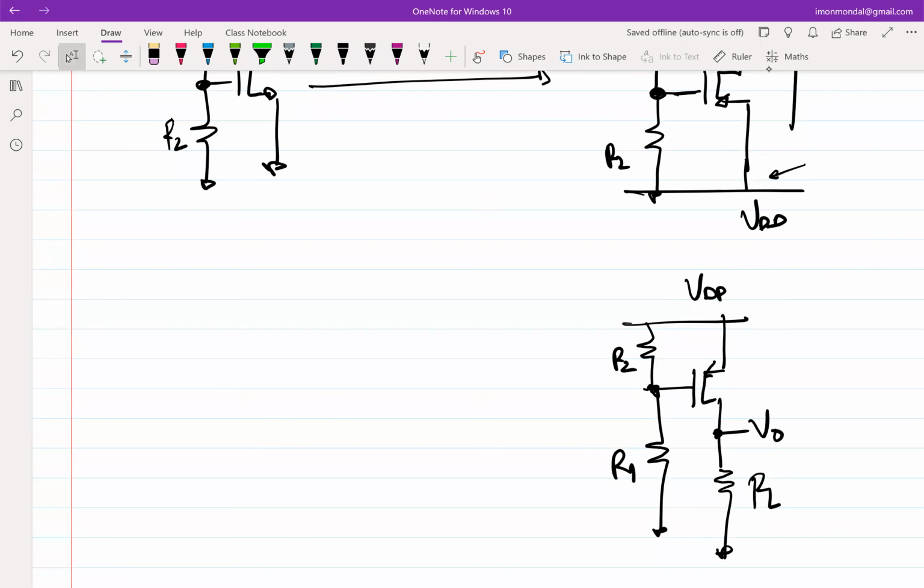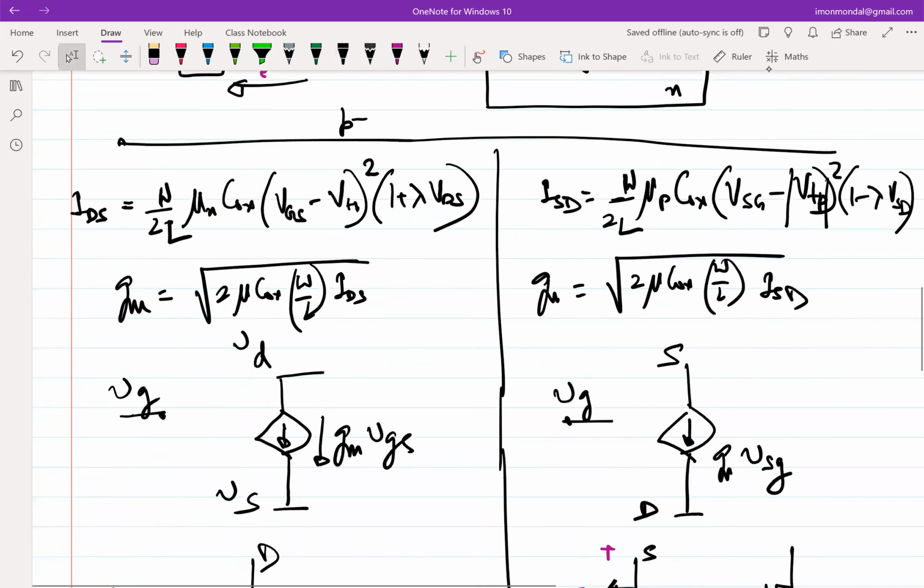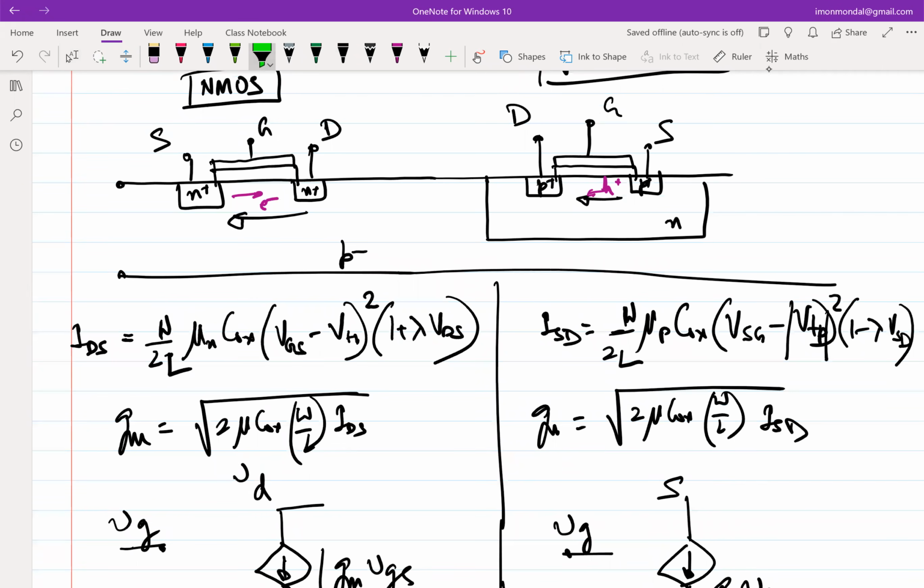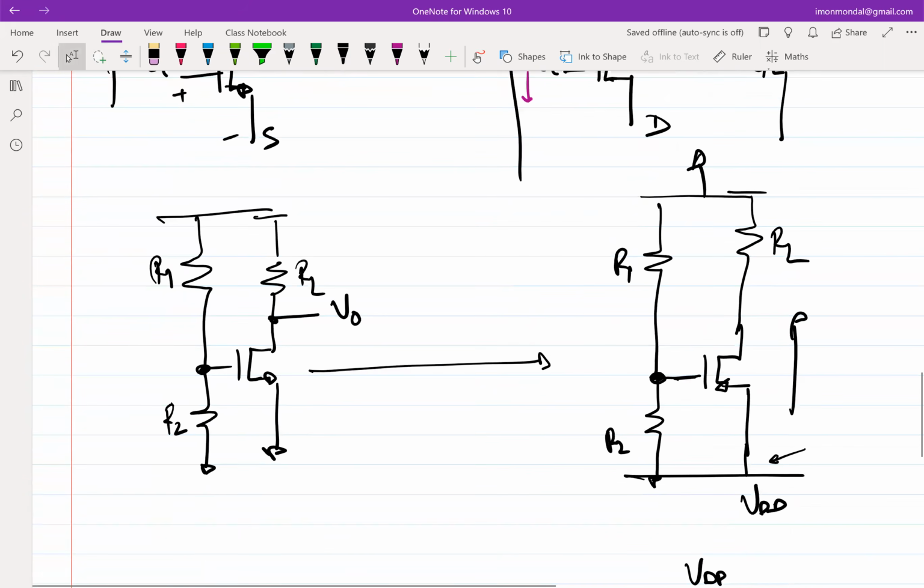Okay. So assuming that these terms, mu P Cox W by L and mu N Cox W by L, are identical in both cases, then you will see exactly the same quiescent conditions, and even the same incremental bias conditions in the PMOS and the NMOS cases.